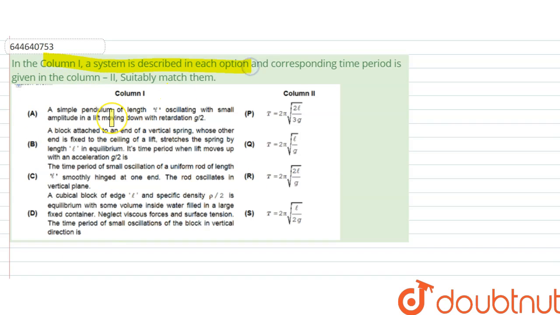Hello, we are given a question. The question says, in column 1, a system is described in each option, and the corresponding time period is given in column 2. We have to match them.